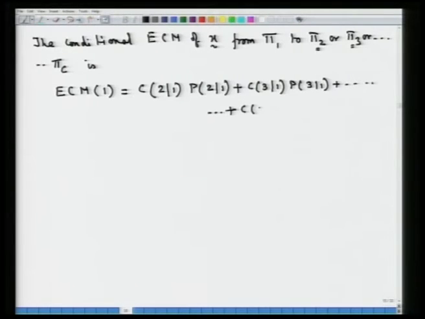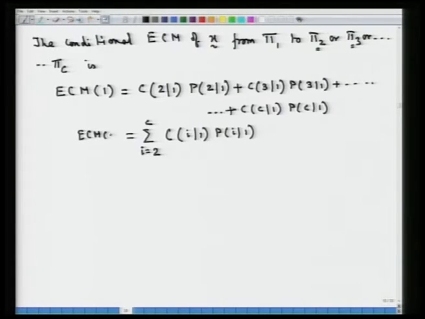be C(c|1). So this is the cth population. This is the cost of misclassifying an observation from the first population into the cth population, multiplied by the probability of misclassifying this. So this basically is equal to the summation of C(i|1) into P(i|1), with i from 2 up to c. So this is the ECM 1 term.